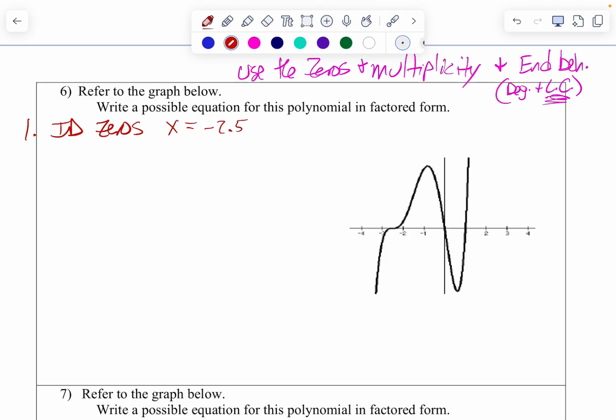Negative like 2.5 or so, okay? And 0 and positive 1. Okay. Next, write the zeros as factors.